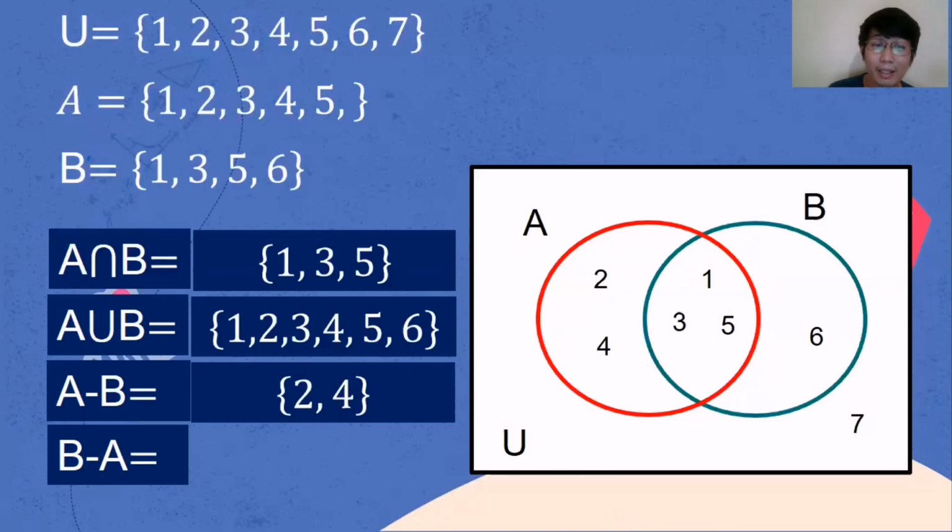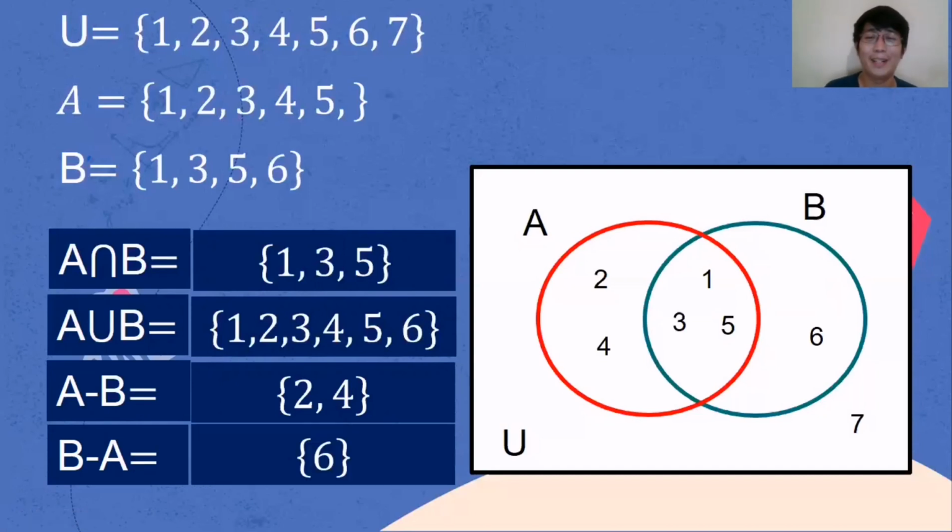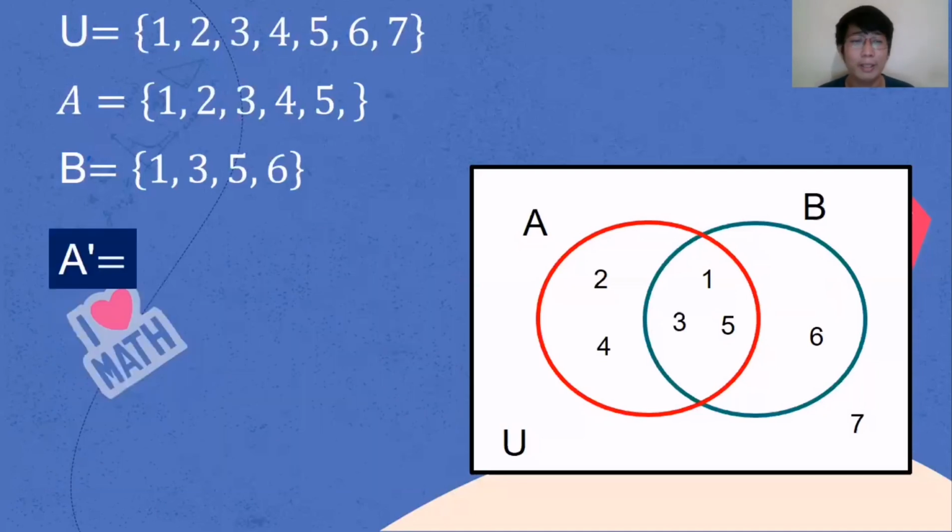Anong meron si B na wala kay A? Itong part po na yon. And that element is 6. Very good. That is B minus A. Anong meron kay B na elements or element na wala kay A? That is B minus A. The next example, A prime or A complement.